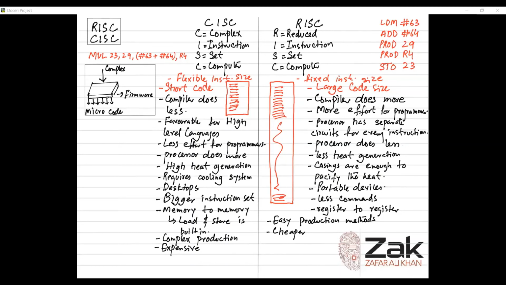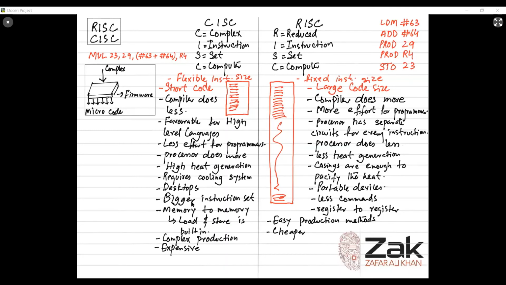Less heat can be got rid of by just the chassis, or the casing that the device has. That casing would be enough to neutralize the heat. CISC requires a cooling system. RISC does not require a cooling system. So all the desktops and laptops with the fans and all are actually having CISC, whereas over here casings are enough to pacify the heat.